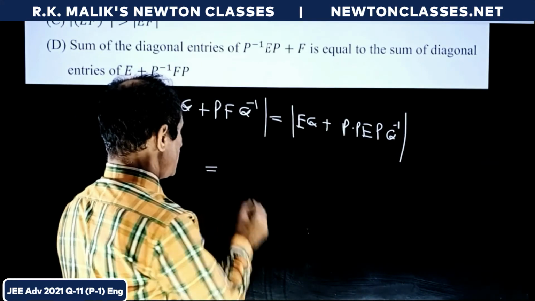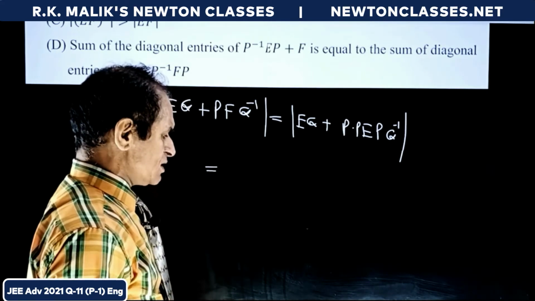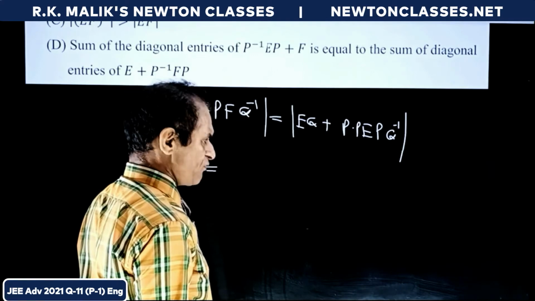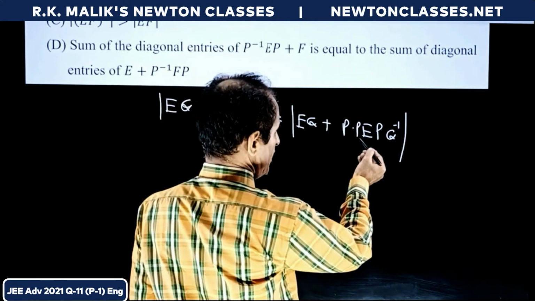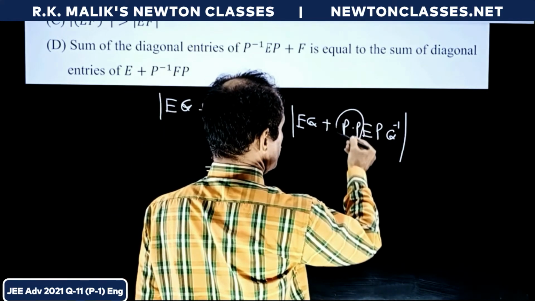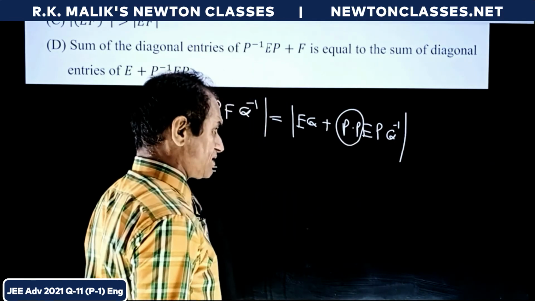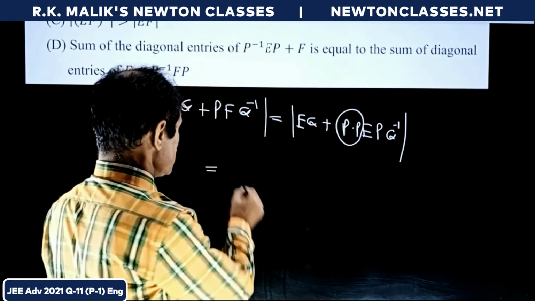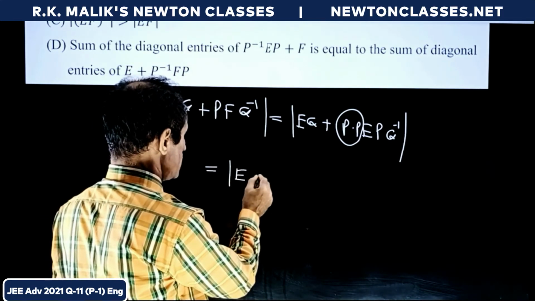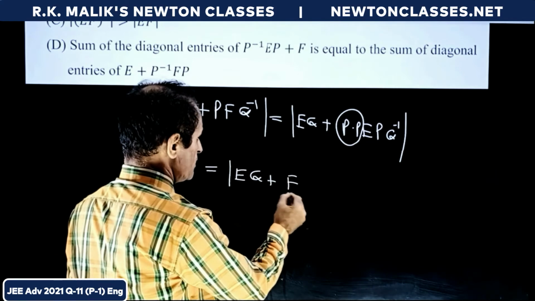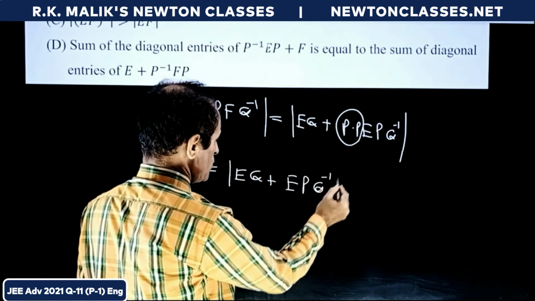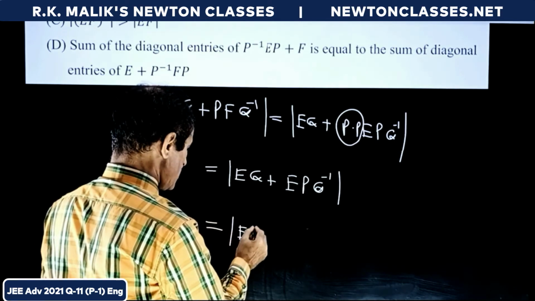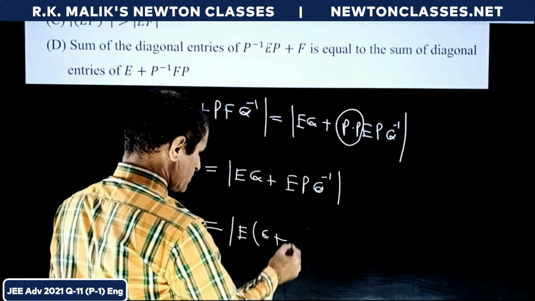And according to associative property, any two matrices can be multiplied first. Hence, first I multiply P and P, that is P square, and P square is clearly I, hence I get EQ plus EP Q inverse, that is EQ plus PQ inverse.